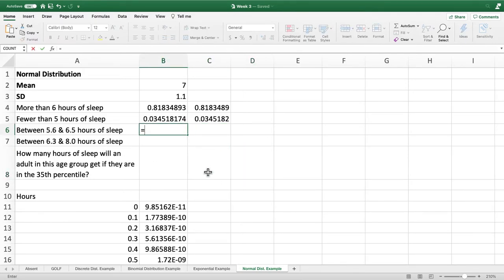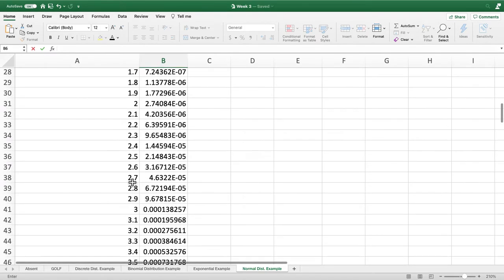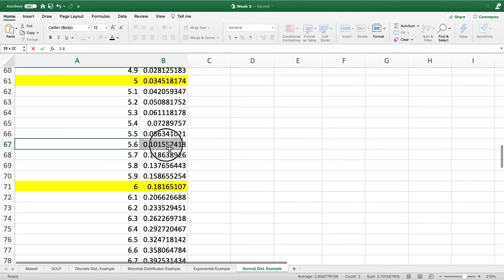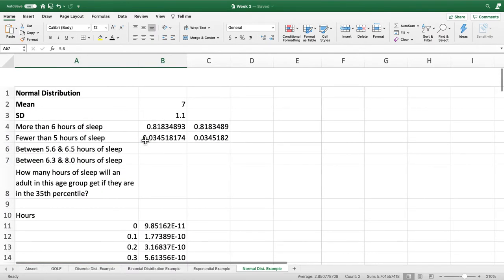All right, so well, wait, before we do the equals, let's go find our numbers. 5, right, 5.6, yep.